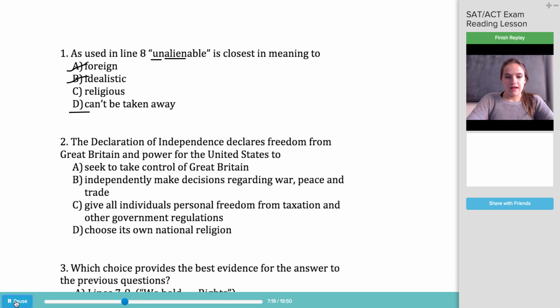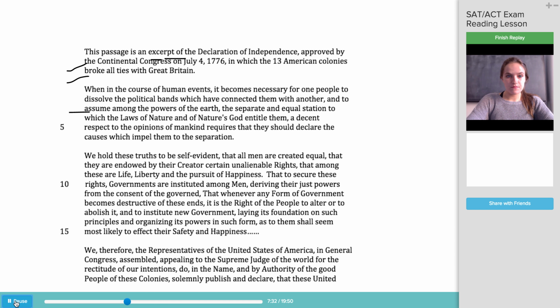Okay. Question 2. The Declaration of Independence declares freedom from Great Britain and power for the United States to do what? Having read what we have, I don't think we can answer this question yet, so let's return to the passage and continue from where we left off. Okay. So now that we've had that background, we can get to the point of this passage.